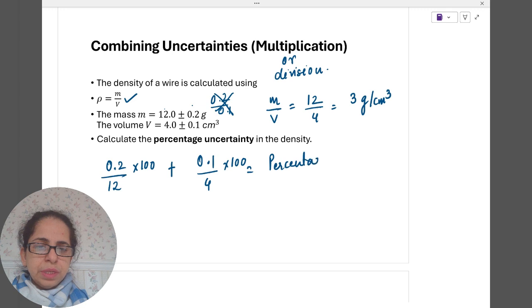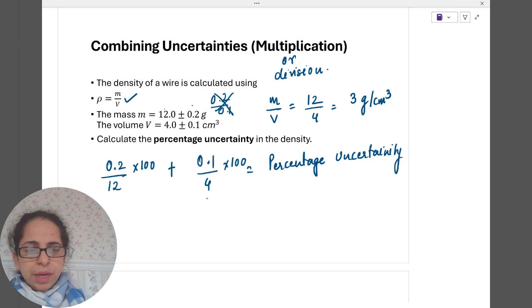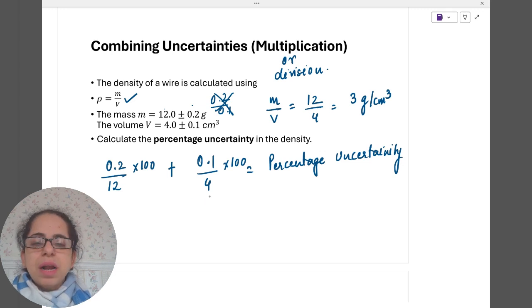Percentage uncertainty in the density. I'm hoping I'm making myself clear. So this would be just 20 divided by 12. So just use your calculator and do it.